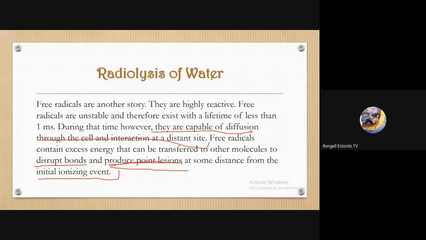So there are organs in our human body that are not exposed to radiation, but these organs can still be affected by radiation because of the free radicals brought about by the radiolysis of water. Yes, some organs are not actually part of the irradiation, but if these organs develop cancer, it's because of the radiolysis of water.